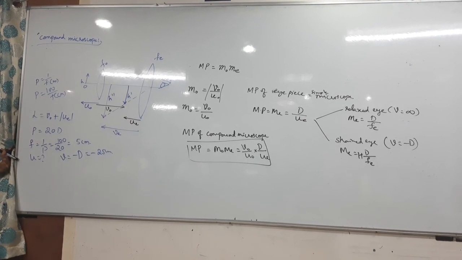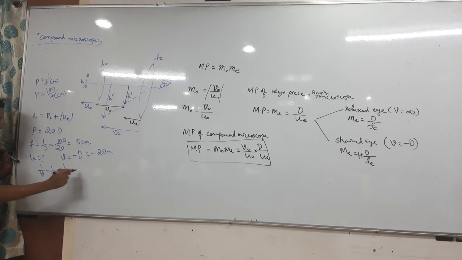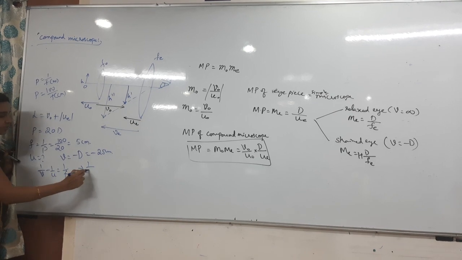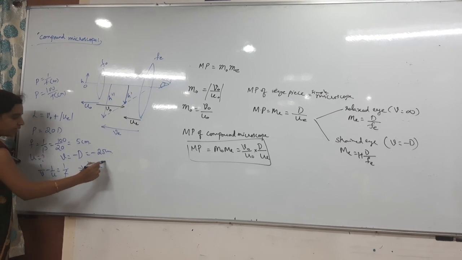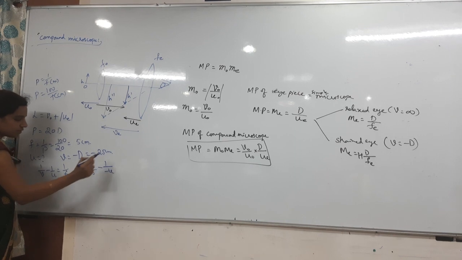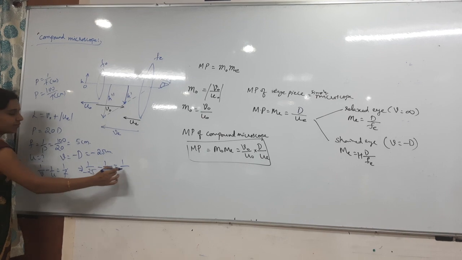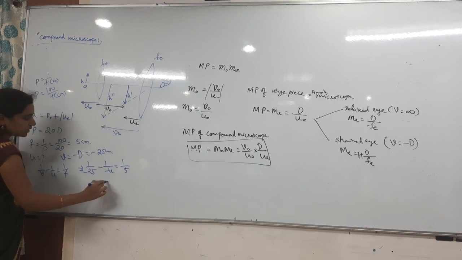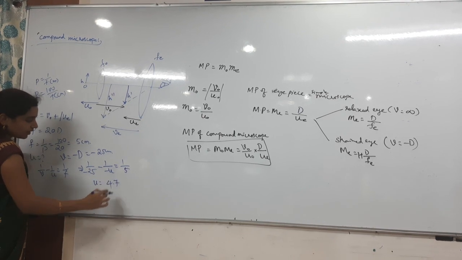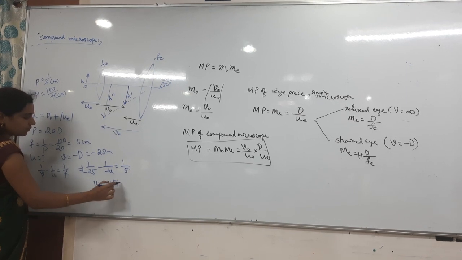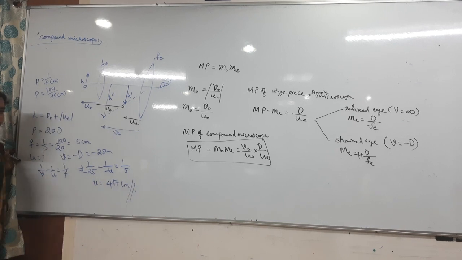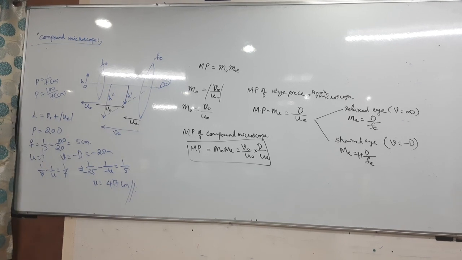Problem is finished already. So what is the lens formula? 1 by V minus 1 by U is equal to 1 by F. Then 1 by V value is minus 1 by 25. Then minus 1 by U, obviously object distance is minus only here. That is equal to 1 by F. Focal length is how much here? 5. Then U is equal to how much you will get here? 4.17 centimeters. Did you get the correct answer? Yes. Then next problem.